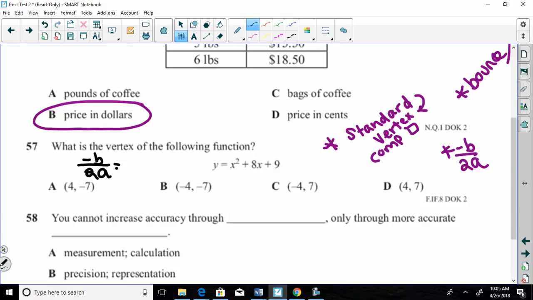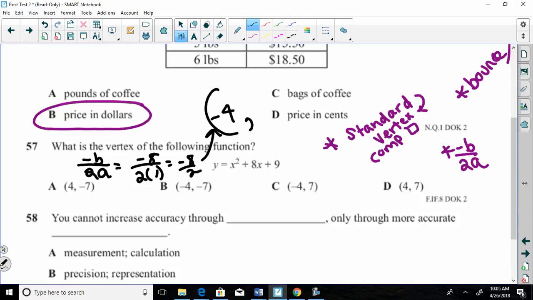So what is b? 8. So negative 8 over 2, what's my a? 1. What is negative 8 divided by 2? Negative 4. What is that known as? The axis of symmetry. It's not the discriminant, and not the y coordinate. So they ask for the axis of symmetry, your x coordinate of the vertex.